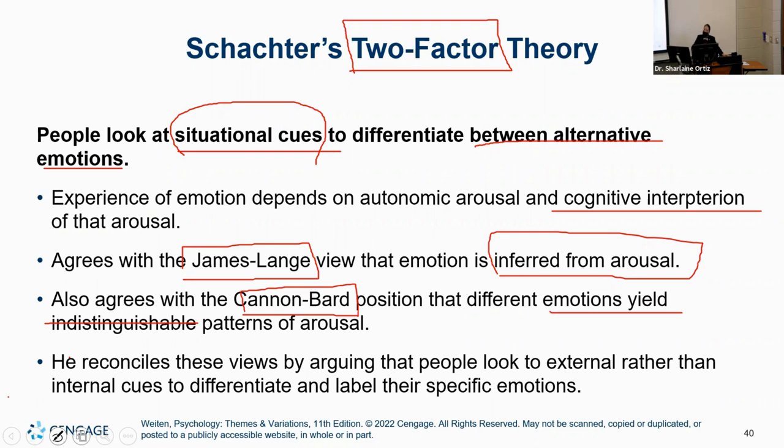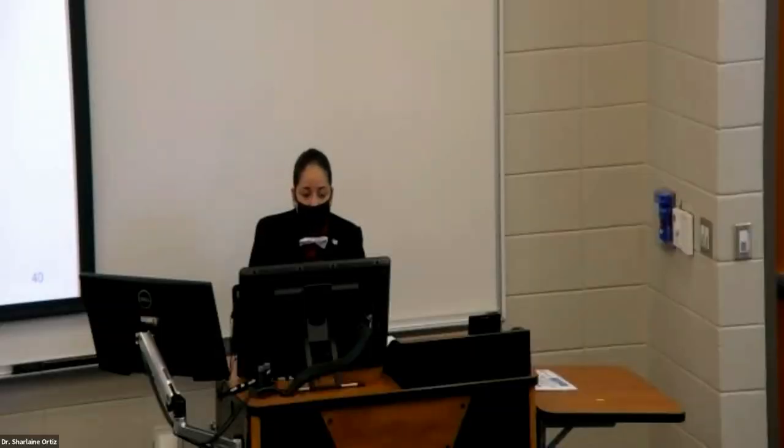Basically, the two-factor theory is trying to reconcile both of these theories, saying they don't necessarily work independently, rather they work together for us to be able to interpret and have emotions, right? Be able to look for both external factors and internal cues, and be more specific about the emotions that I have. So any questions about that?